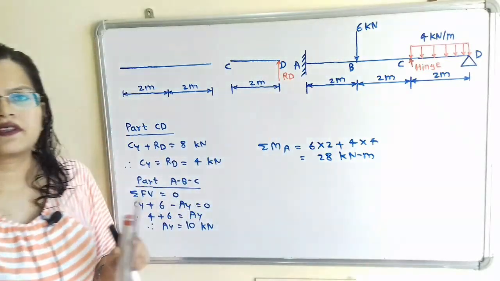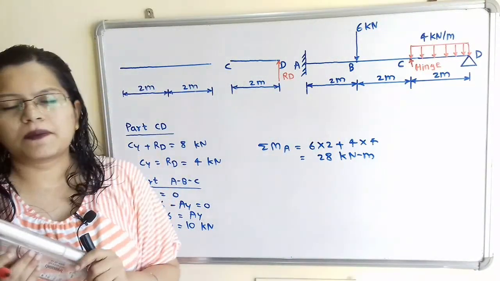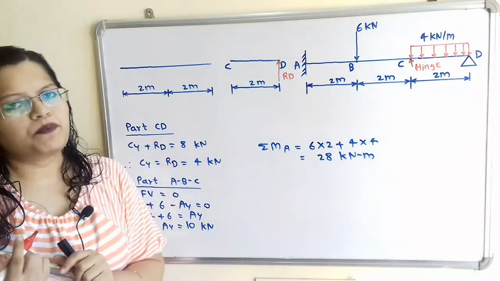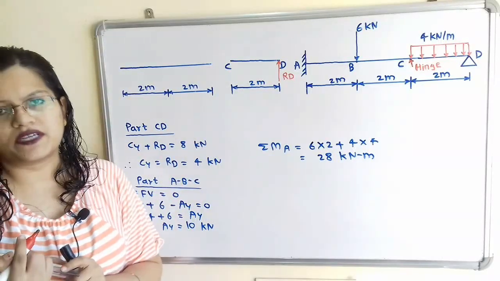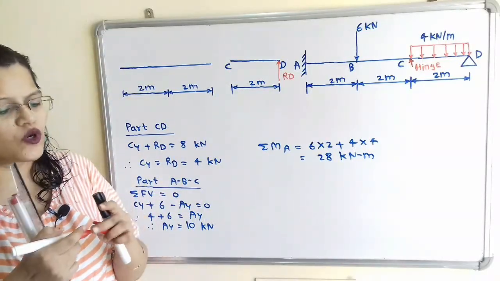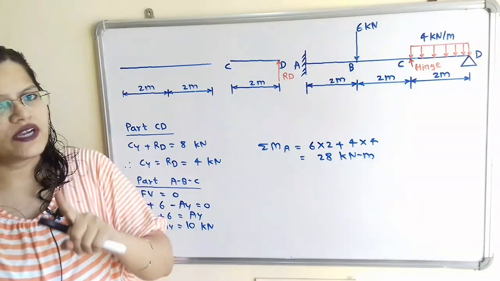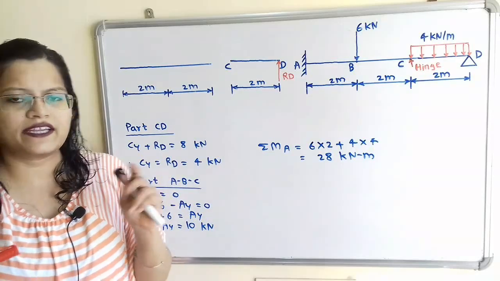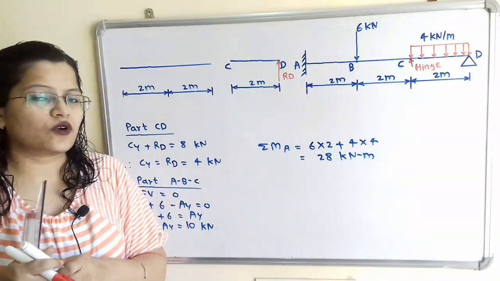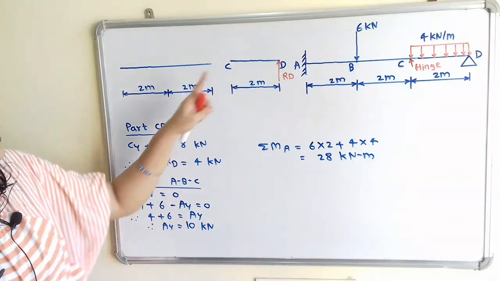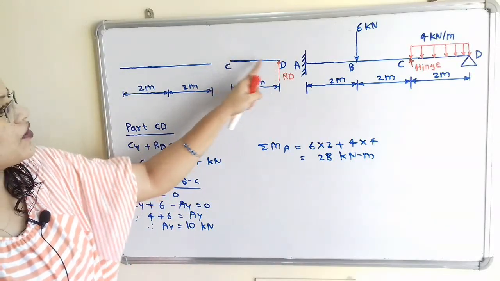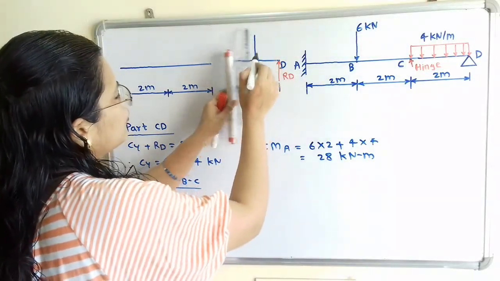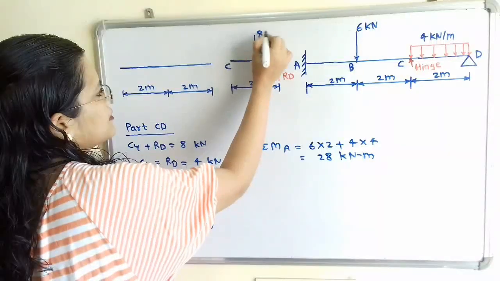RD. Now this total span CD has a uniformly distributed load of 4 kN per meter over the length of 2 meter. So what is the total load? The total load is, for 1 meter 4 kN, so for 2 meter it is 4 multiplied by 2, 8 kN. So how to show its total load? The point of application of this load is the center point of this total span CD. So I will show here the 8 kN load at the center point.